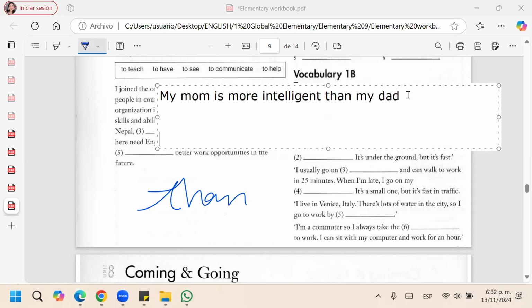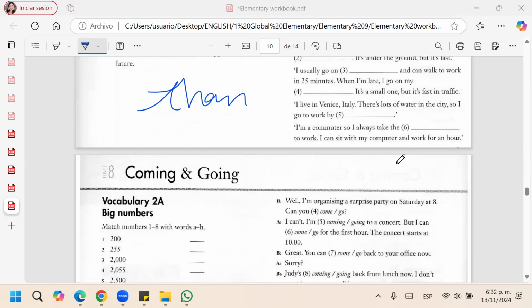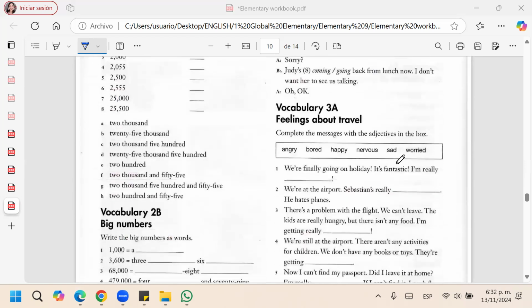And when you're going to use a superlative, remember to use the. For example, my mom is the tallest woman in the family. The tallest. Tall. She's the tallest. No, I cannot say my mom is tallest woman in the family. The tallest. The superlative uses the article the. Okay. So the tallest, the biggest, the most intelligent, the most interesting, all the time, the.